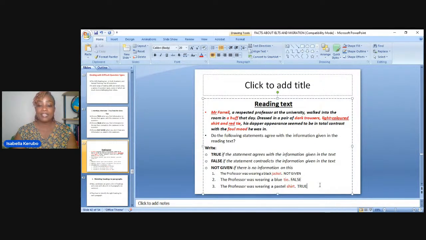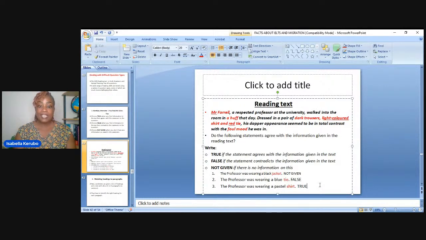These are the answers that you are choosing from. So choose true if the statement agrees with the information given in the text. Just like number 3, the professor was wearing a pastel or a white colored shirt. This is the information we are given in the text. The only difference is they used a synonym. They used a name that describes the same thing, but that is the information that we are given.